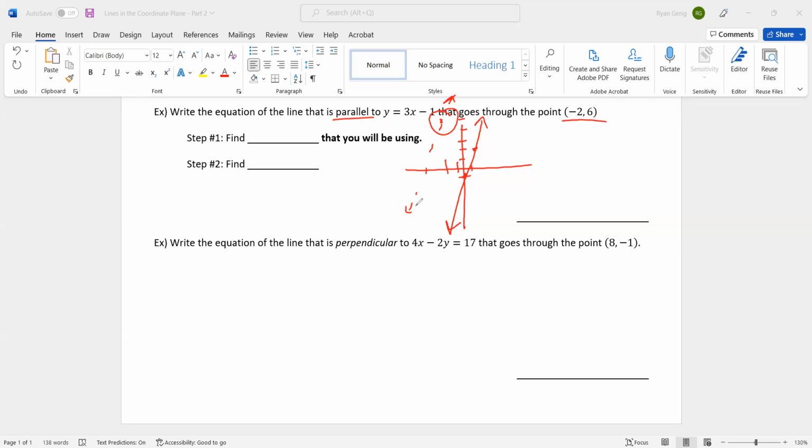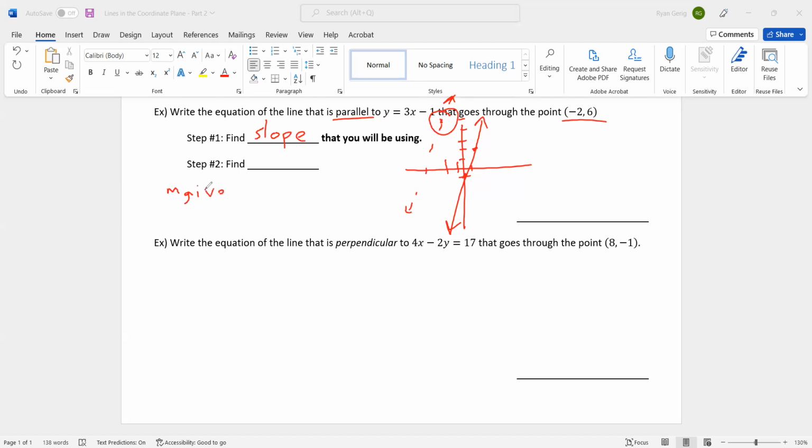Okay, so how am I going to do that? Well, I need to find the slope first, just like we did yesterday. Find the slope of the line that you will be using. So what is the slope of the given line? So first thing you want to do is find the slope of the given line.